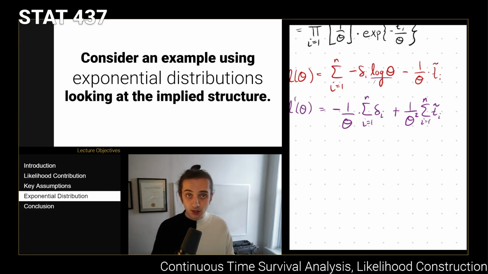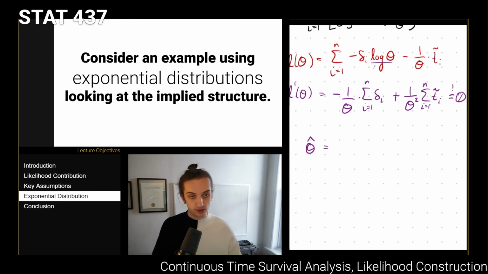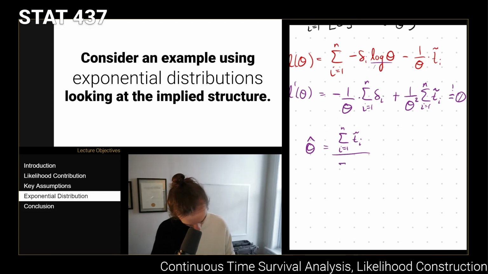Okay, and if we set this equal to 0 and solve, we can multiply through by theta squared, and we would find that our estimate theta hat should be equal to the ratio: the sum from i equals 1 to n of the times, divided by the sum from i equals 1 to n of delta i. And what is this in words? Well, it's the total time that we observed people at risk for, divided by the number of events.